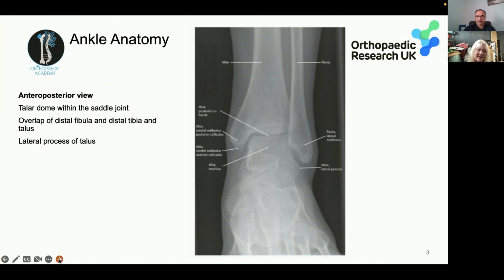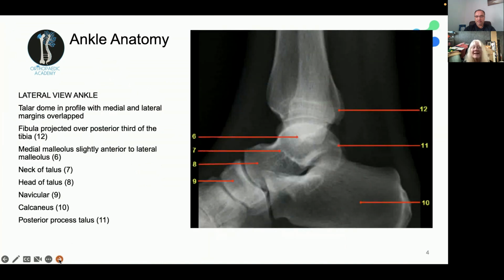So if we then move on to a lateral view, there's a couple of things to look at on this. If you have a true lateral view, what you should be able to see is some joint space through here. Now, as in this x-ray, we've got a double shadow for the talus here and here. So the medial and the lateral margins of the talar dome are overlapped. We've got the fibula, which is here, and it's projected over the tibia.